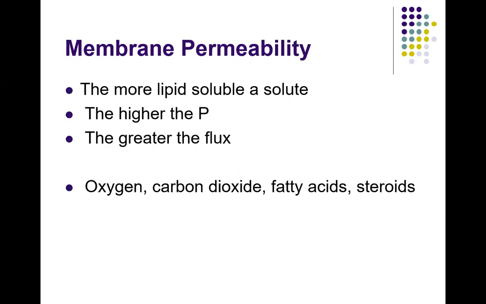So membrane permeability: the more lipid soluble a solute is, the higher the P value, the higher the permeability, and the greater the flux or flow of that particular substance is. So when we look at things that are going right through that plasma membrane, oxygen, small and uncharged, can pass through really easily. Carbon dioxide, also small and uncharged, can pass through easily.